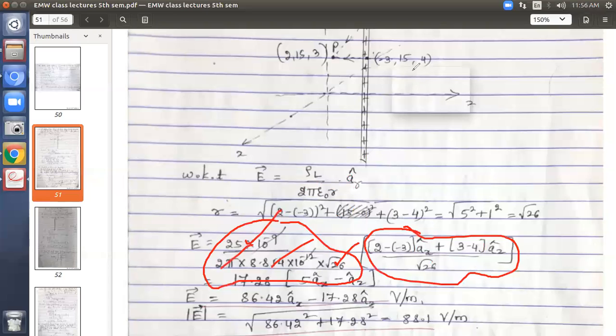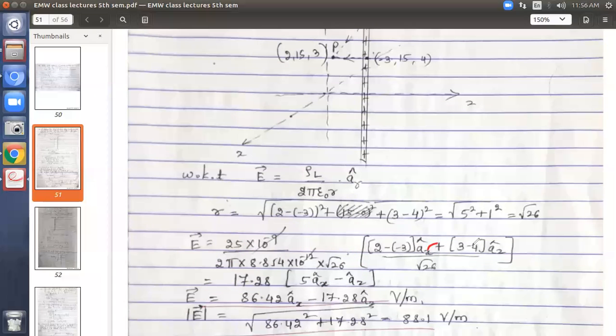Calculate that, and you will get aX and aZ, two components. Further simplification you can do. You will get somewhere 86.42 aX minus 17.28 aZ volt per meter. Okay, the only change is, instead of taking charge Q, we will take rho L.